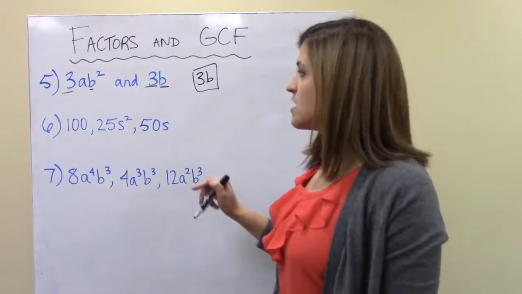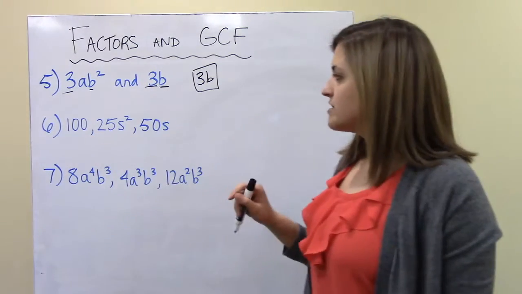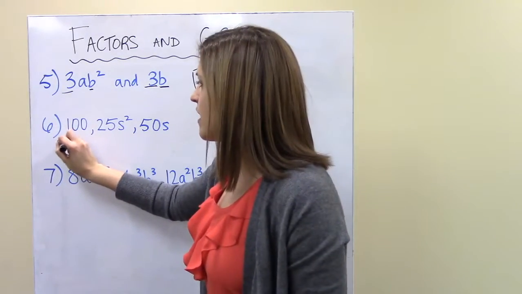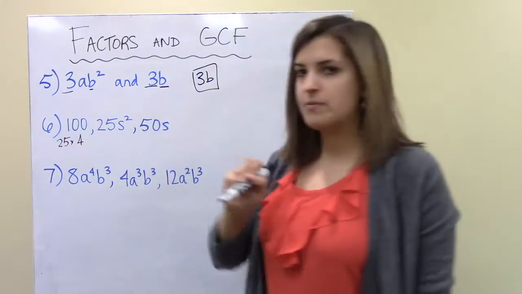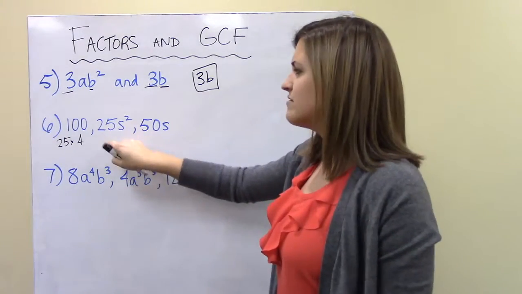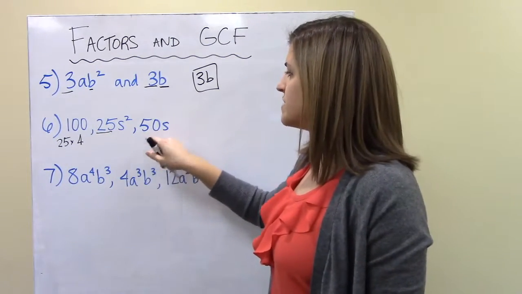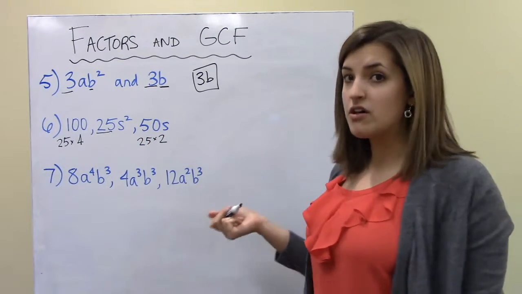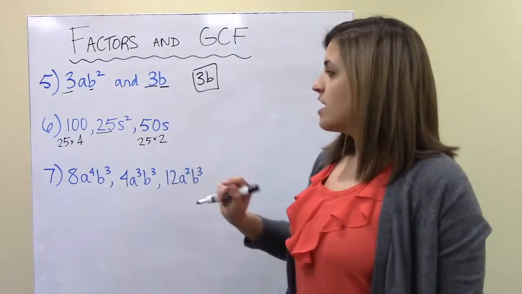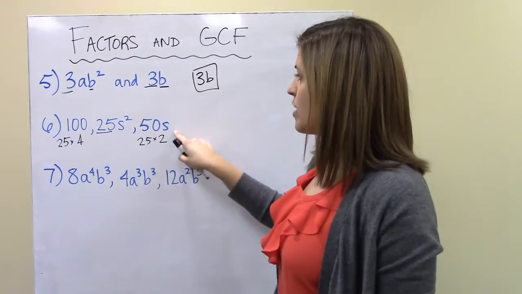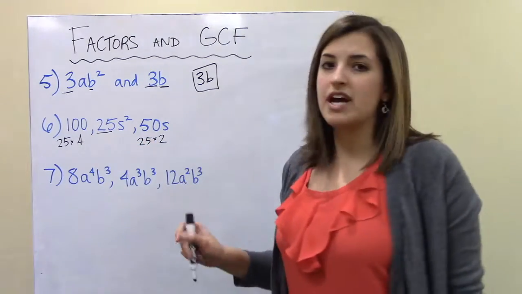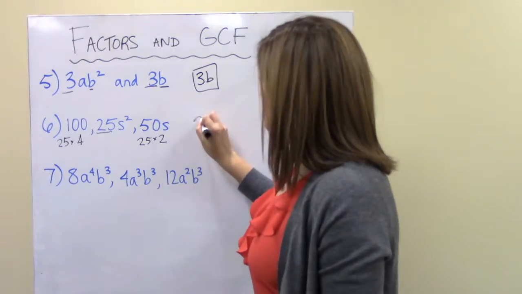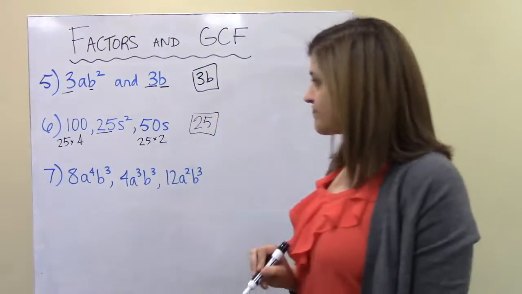All right, for number 6, I have 125s squared and 50s. Well, with 100, I know that's 25 times 4. Maybe I'll leave it at that, because I already see that I have a 25 over here, and I have 50, which I know is 25 times 2. So I know at least 25 goes into all 3 of these monomials. And I have s's over here. I have 1s and s squared. But with the 100, I don't have an s, so I can't count that in the greatest common factor. So my greatest common factor here is just 25.